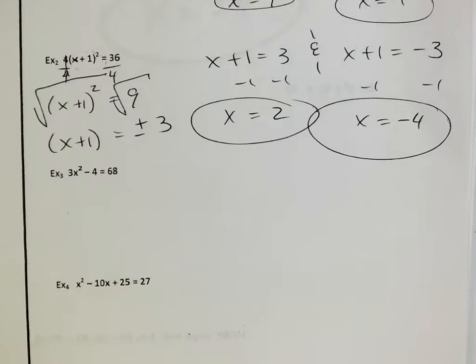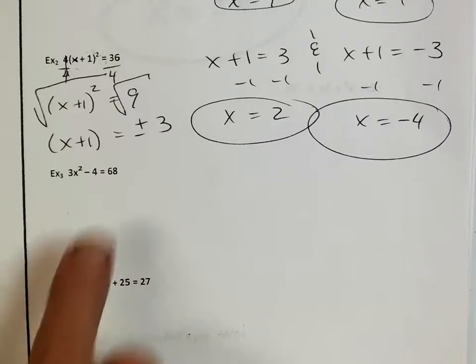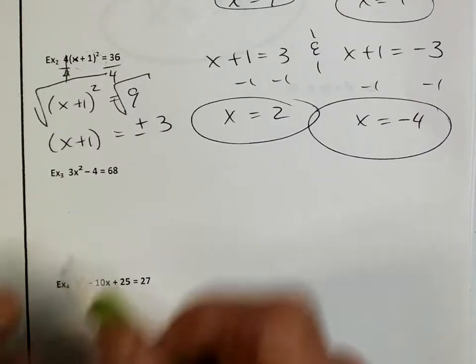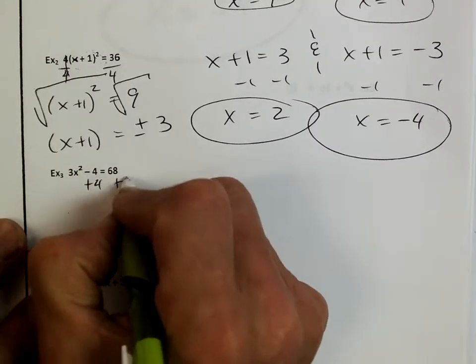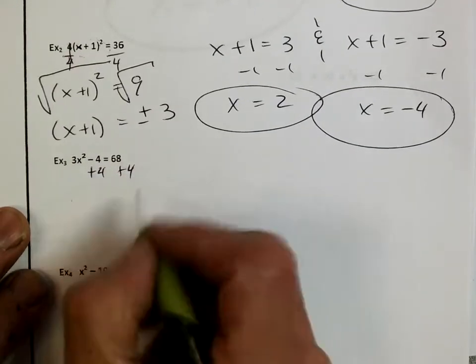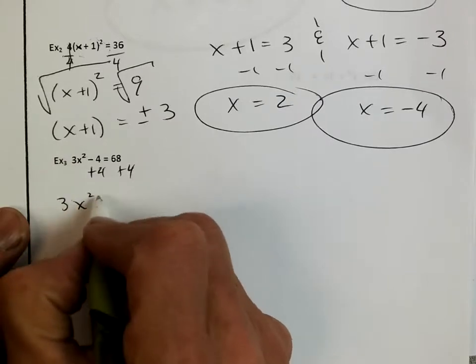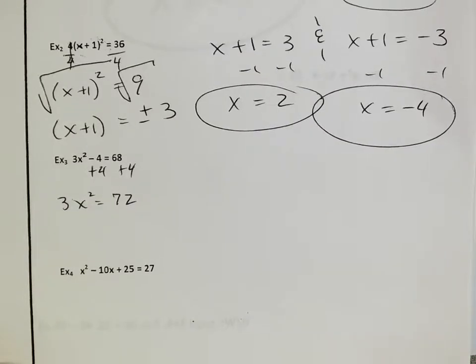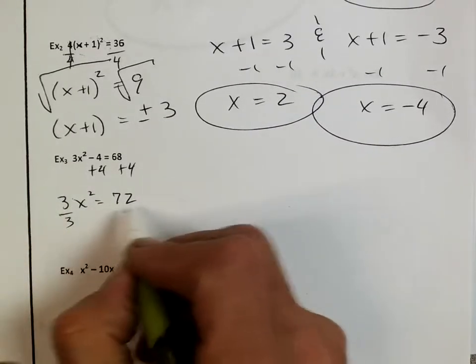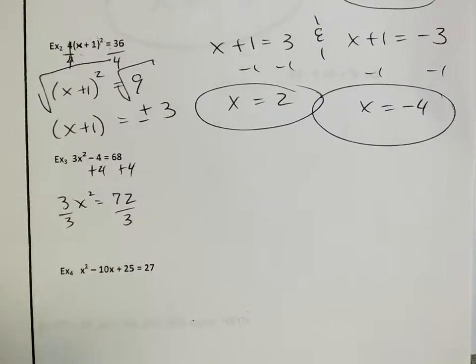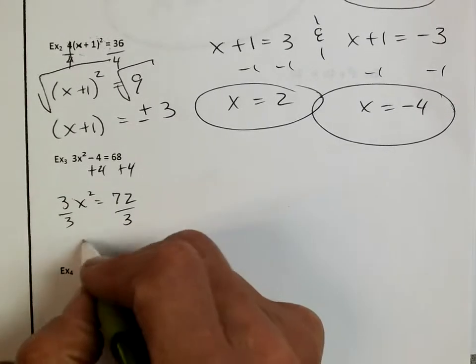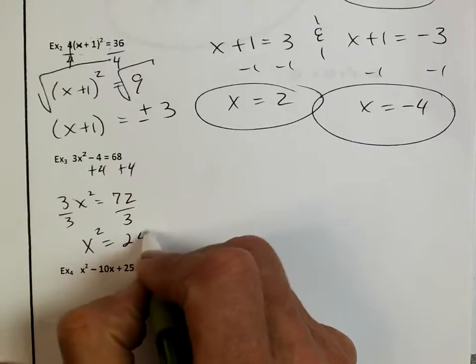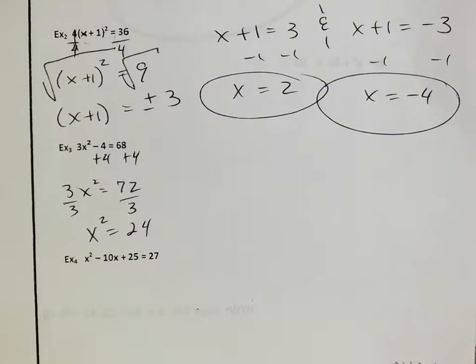Okay, now example 3 is a little bit different, but let's just solve. So I'm thinking let's get rid of the 4. Okay, so let's just go plus 4, right? That's gone, so I get 3x squared equals 72, right? Divide by 3. It doesn't go in evenly, but that's okay. I've got x squared equals 24, right?